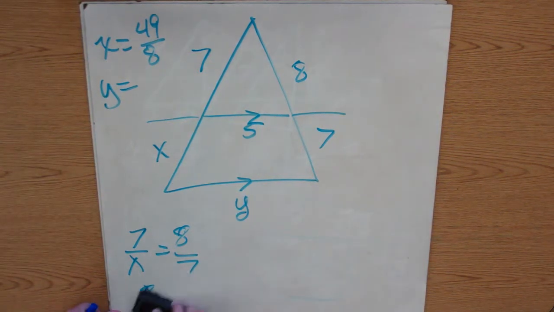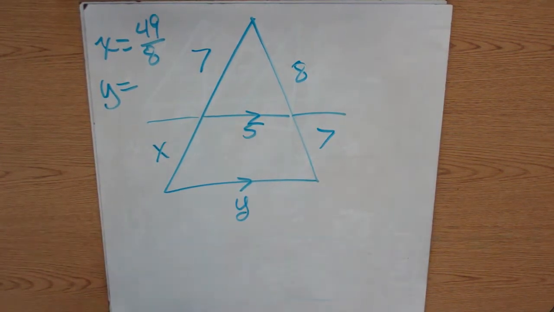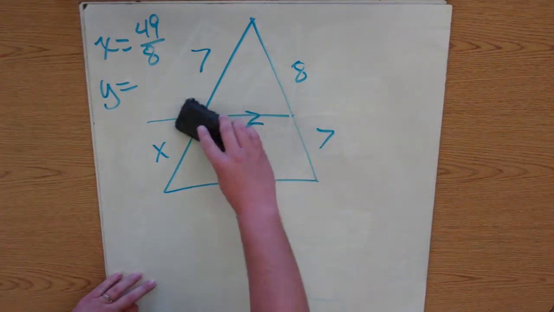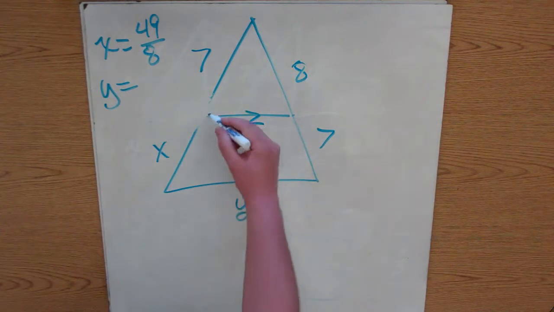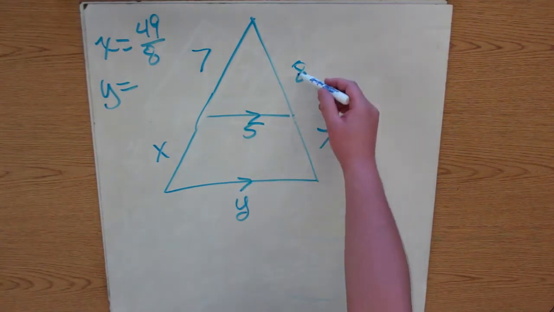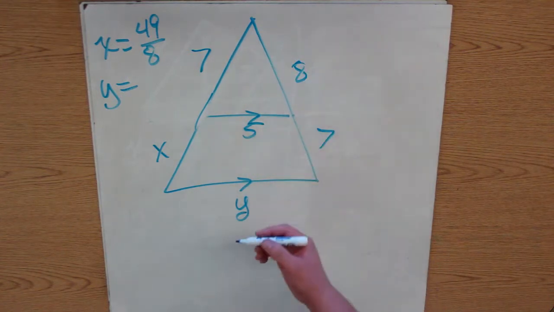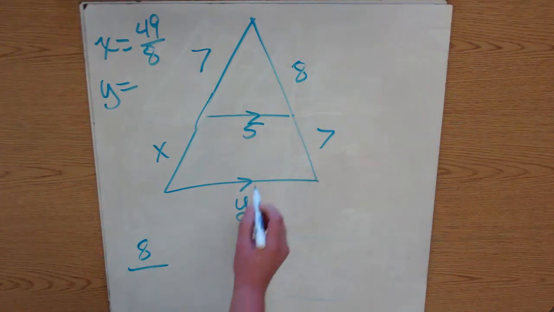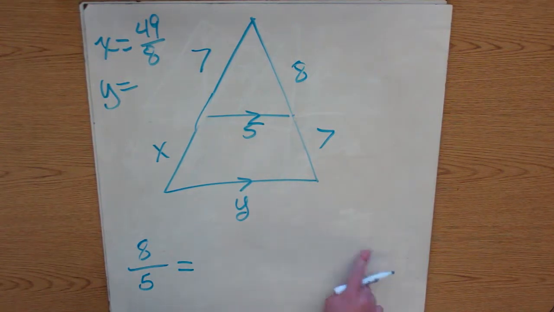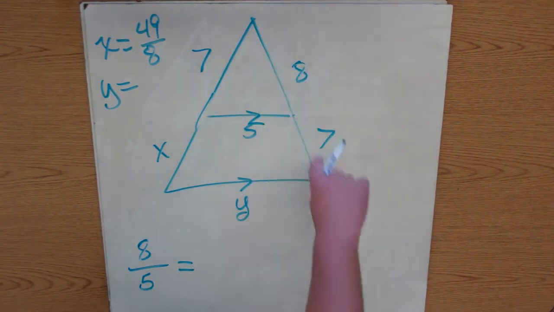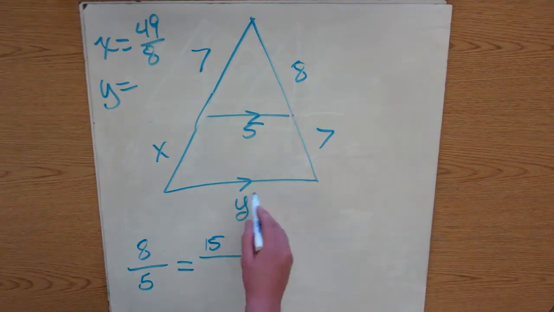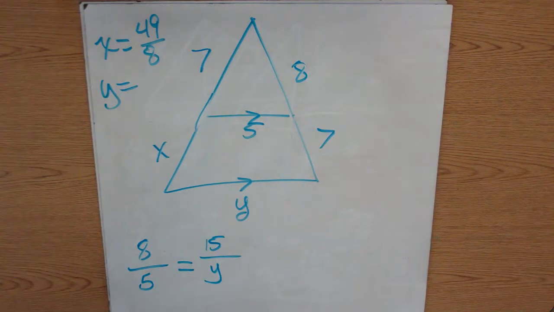I'm going to erase this so I have the room. Now, for this one, what I would do is use, all right, because we have two similar triangles here, okay? So the side of this triangle, so 8, over the base of the small triangle, which is 5, that's going to be in the same ratio as this entire side of the large triangle. 8 and 7 is 15, over the base of the large triangle, which is y.